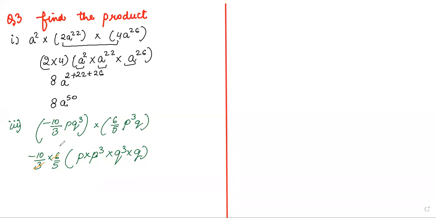Now solve this. 3 into 2 is 6, 5 into 2 is 10. So minus 2 into 2 is minus 4. P into p cube is p raised to the power 4. Multiply by q cube into q is q raised to the power 4. On multiplying it, we get minus 4 p raised to the power 4 q raised to the power 4. Is this clear? Any doubt in this question?